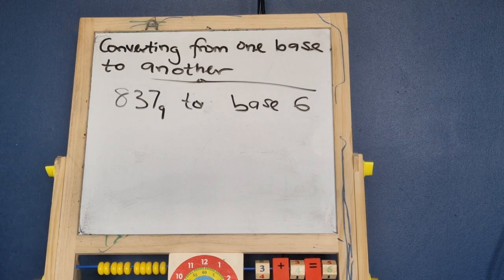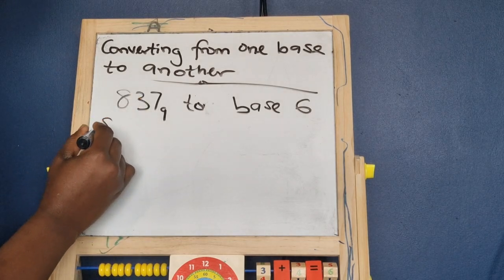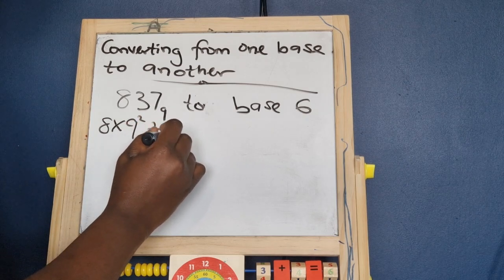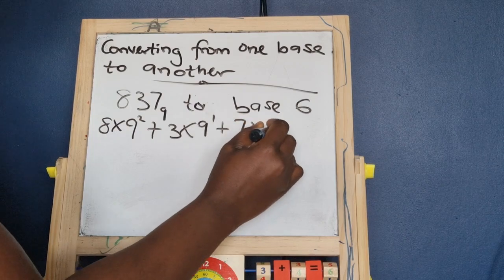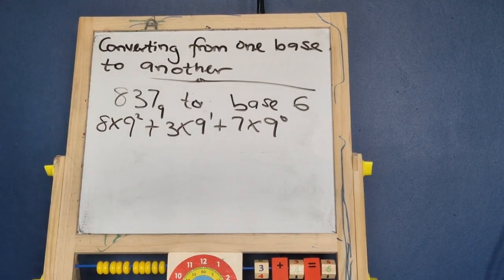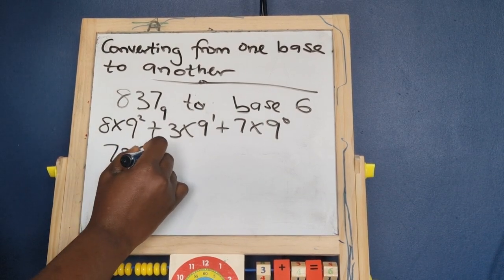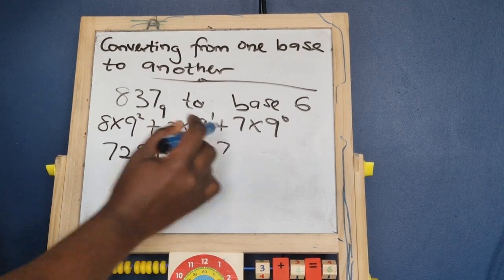This is another example. 837 base 9 to base 6. We'll first convert it to base 10, so that we would have 8 times 9 raised to power 2 plus 3 times 9 raised to power 1 plus 7 times 9 raised to power 0. 9 raised to power 2 is 81. 81 times 8 would give 648, then plus 9 times 3, 27, then plus 7.